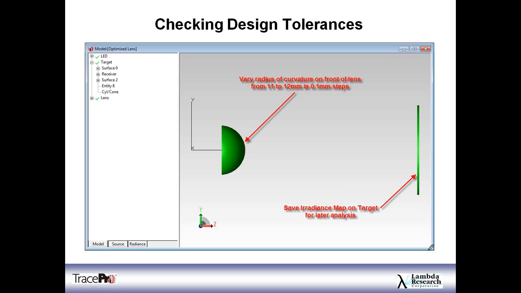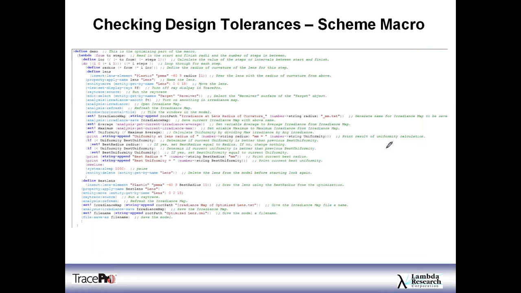So here's a very simple model that I made. I took a lens. There's an LED here that's acting as my source. And I varied the radius of curvature on this lens from 11 to 12 millimeters in tenth of a millimeter steps. Then I saved the irradiance map on this target surface for later analysis. To do this, I wrote a small scheme macro here.